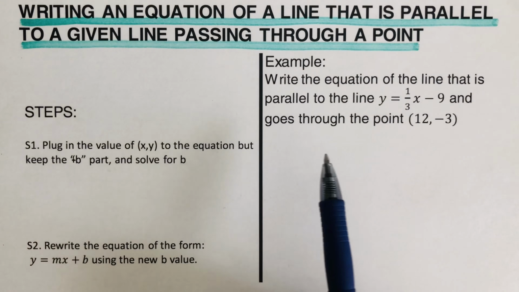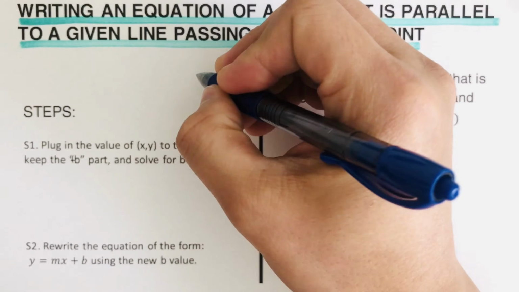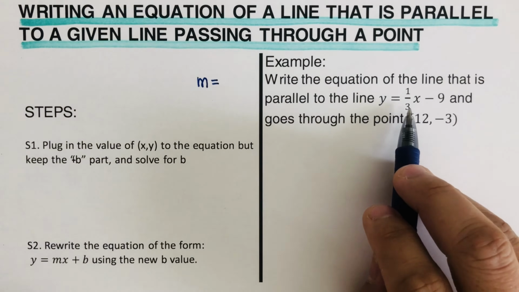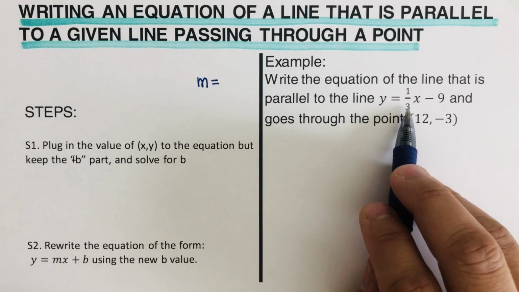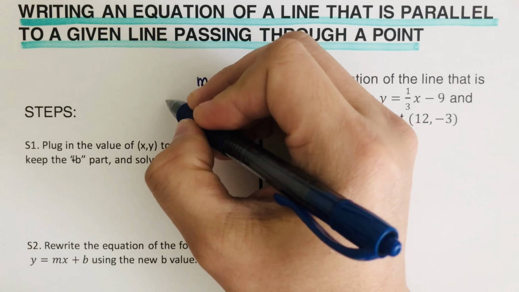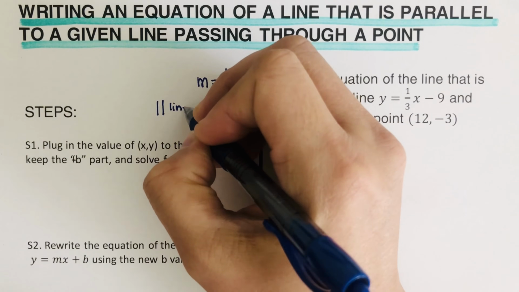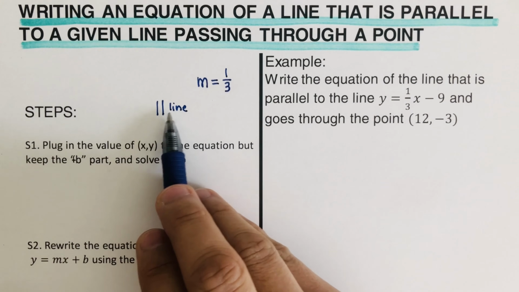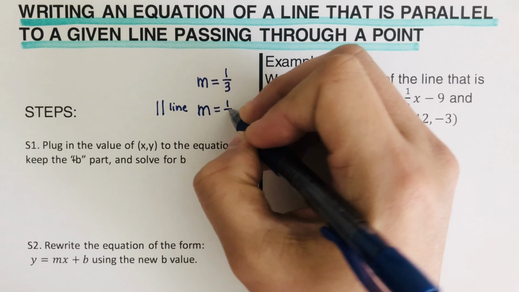So in this problem right here, since we're looking for a line that is parallel to this, we can therefore say that the given slope, by the way, this is in slope intercept form, that's y equals mx plus b. So the m, which is the slope, is 1/3. Now we are looking for the line that is parallel. So that's a symbol for parallel. So the slope of the parallel line should be the same as this, since we're talking about a parallel line. So the m of the other line should also be 1/3.